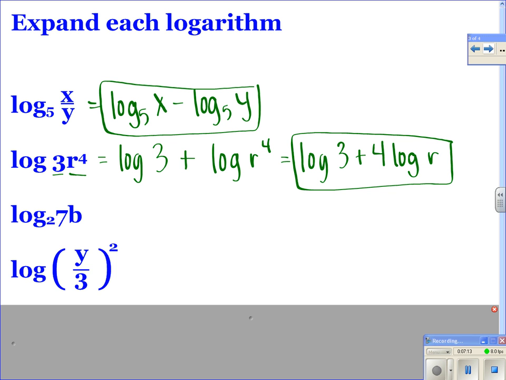Log base 2 of 7b. We've got two things. So we've got two logs when we expand it. We're going to be adding in between. And nothing else to simplify there.